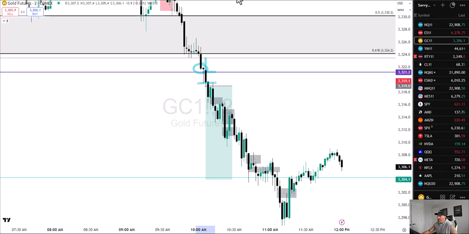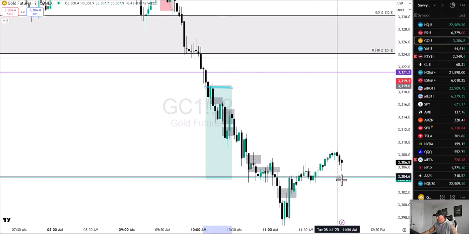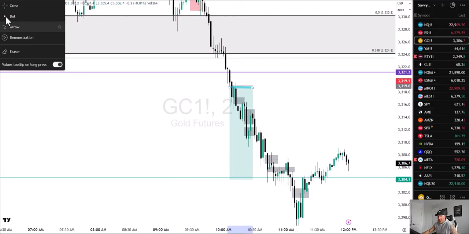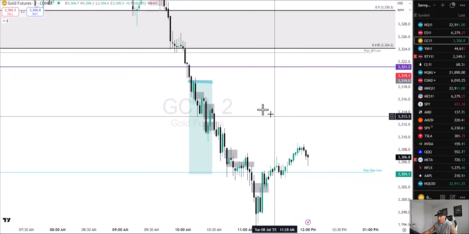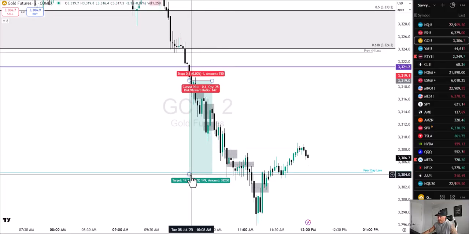Now I was a little late. Usually I like to get in just as soon as that candle closes and this one opens, but I took my entry right here, and my target was this previous day low, this blue line down here. Okay? So now I didn't get full target. That's that previous day low. And I wish I had, but I scaled most of it out right up here.